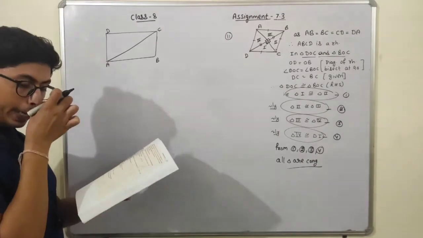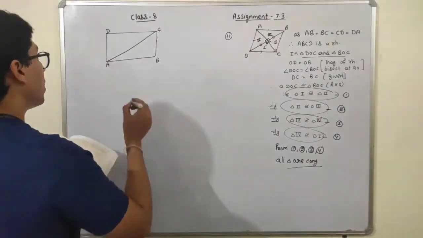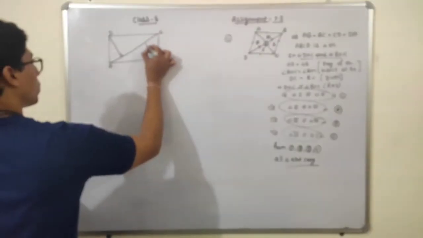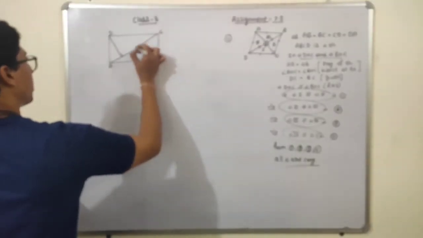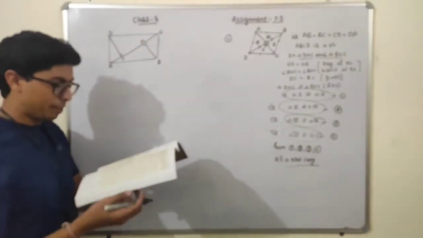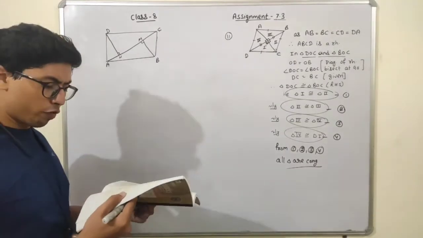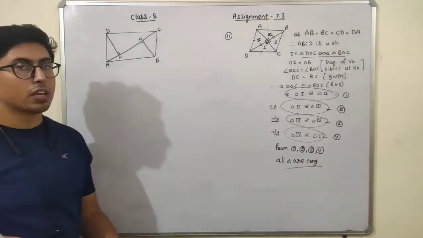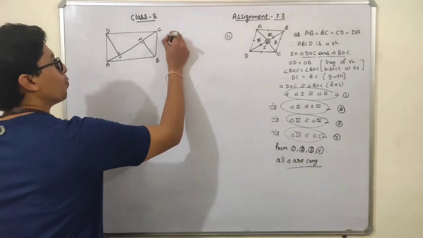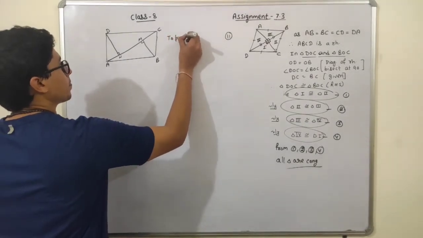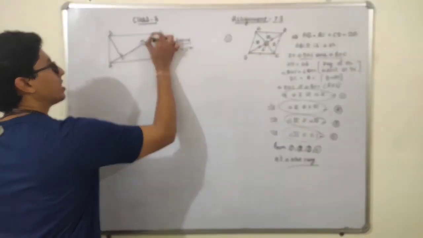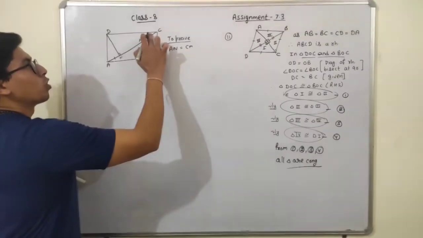Now see, DN is perpendicular to BM. It is given in the question, and ABCD is a rectangle. I have to prove that AN is equal to CM. So to prove AN is equal to CM, I have to prove that these two are equal. Okay, students?